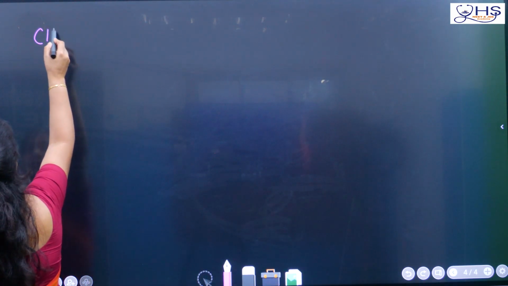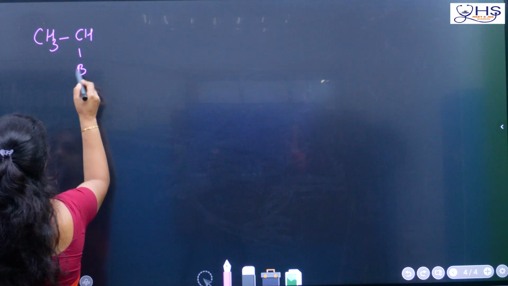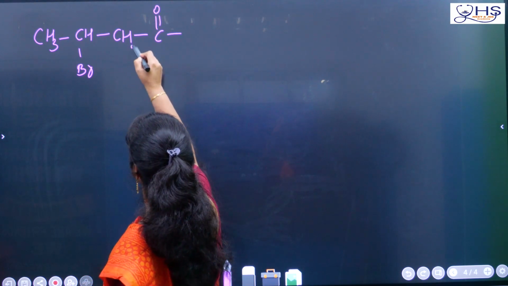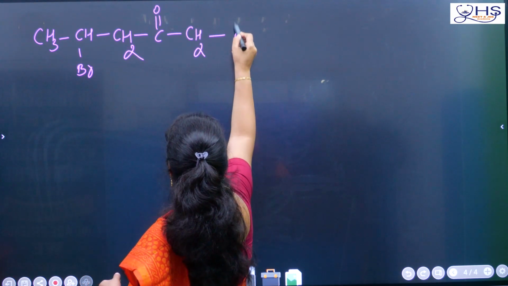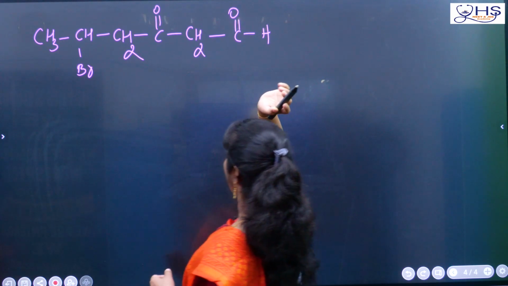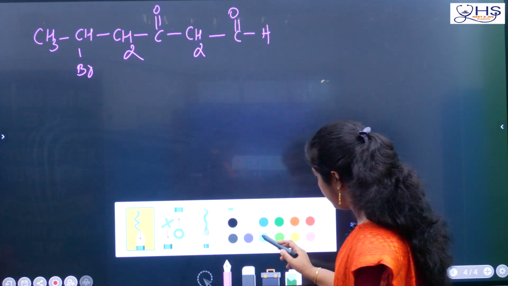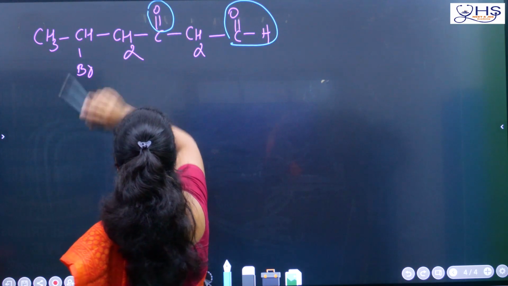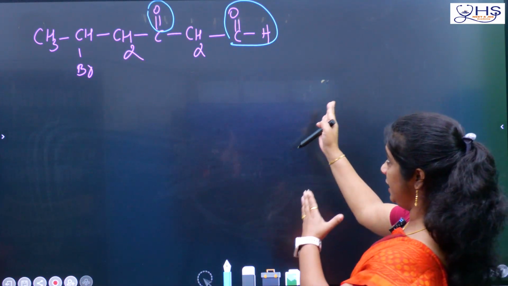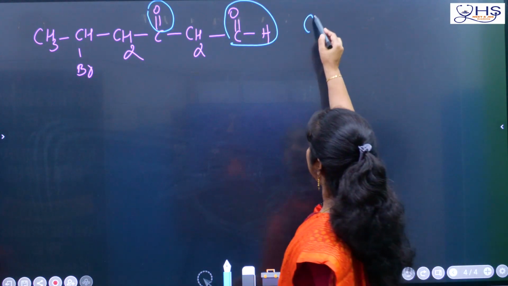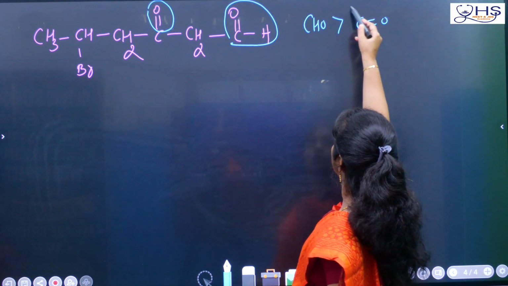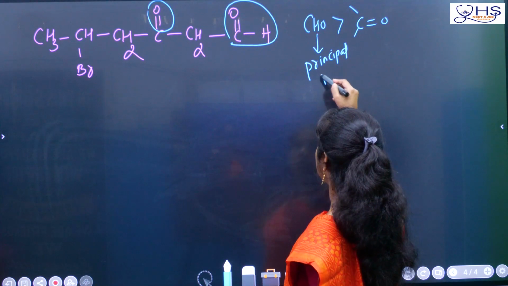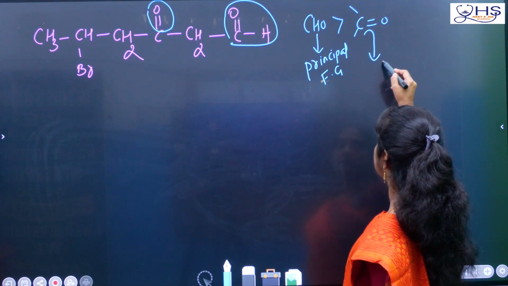For example, CH3, CH, Br, CH, C double bond O. Now, here if I see my compound, this is an aldehyde functional group and this is a ketone functional group. So I have two functional groups, aldehyde as well as ketone. As we know, priority of aldehyde is more than ketone. Then aldehyde will become the principal functional group. Then ketone will become a substituent.